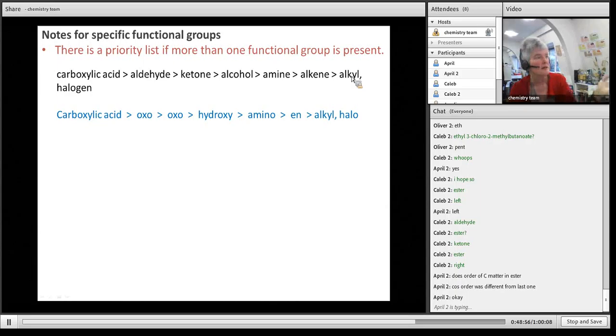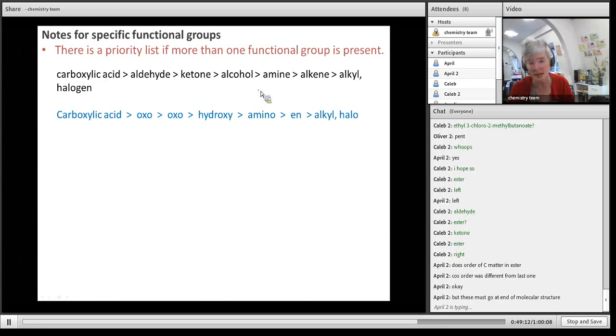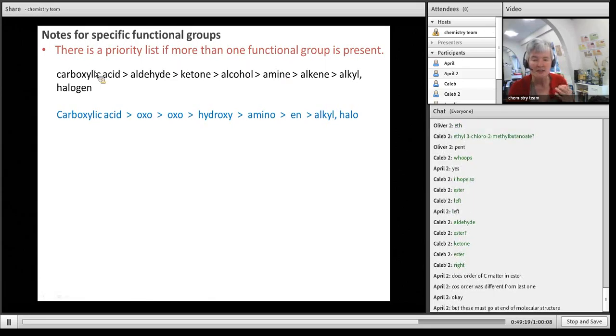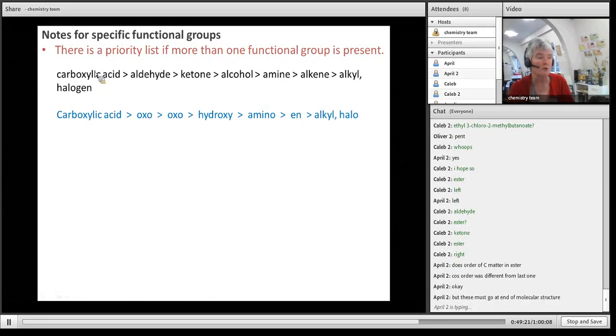Okay, this order is based on the reactivity. Because the carboxylic acid is more reactive, it's the dominant functional group. If you have a molecule that has a carboxylic acid functional group in it, it'll act like the acid more than it would act like an alcohol or an amine or something else on there. So in terms of the name, the dominant functional group will always be at the end, at carbon 1.